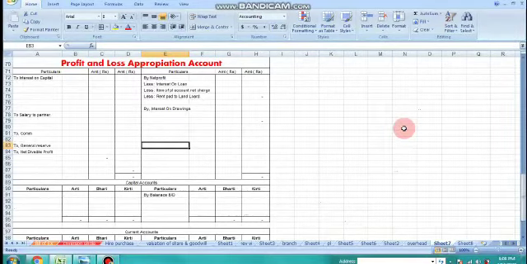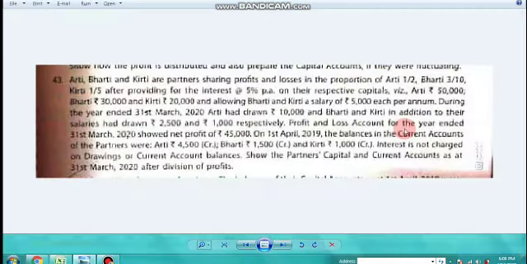So we'll start a new appropriation sum. Aarti, Bharti and Kirti are partners sharing profits in the ratio half, 3/10 and 1/5, after providing interest at 5% per annum on their respective capital. Aarti's is 50,000, Bharti's 30,000 and Kirti's 20,000, and allowing Bharti and Kirti a salary of 5,000 per annum.